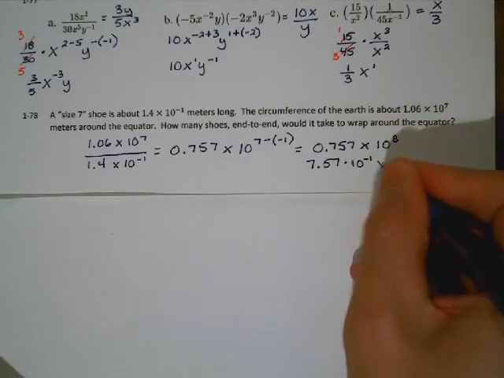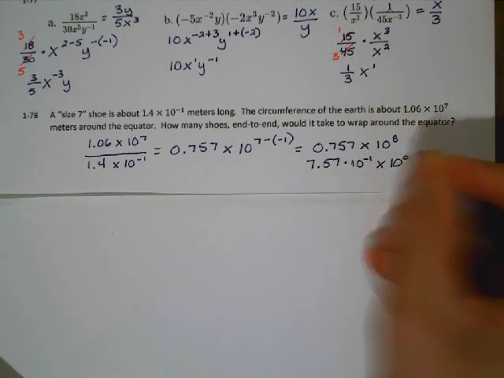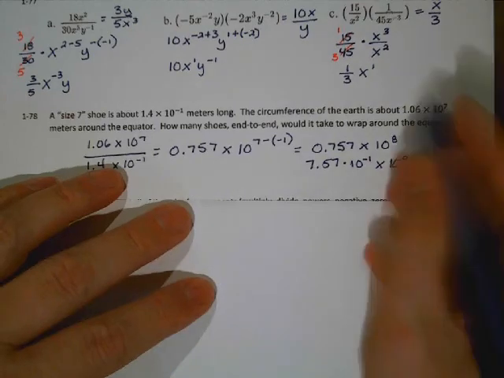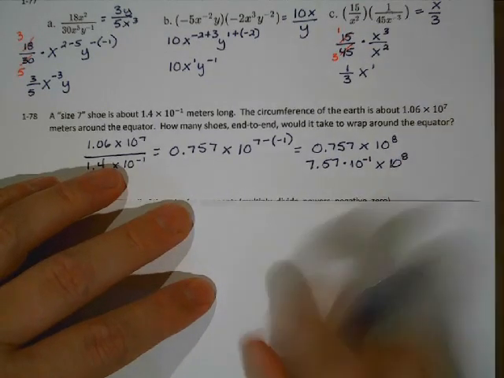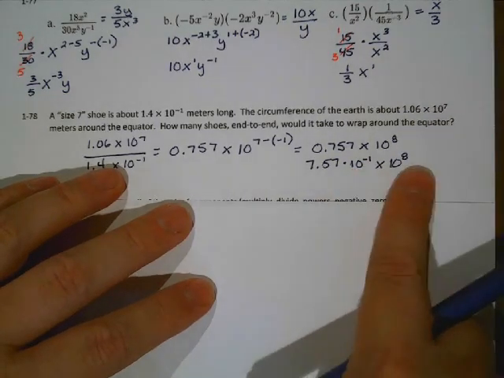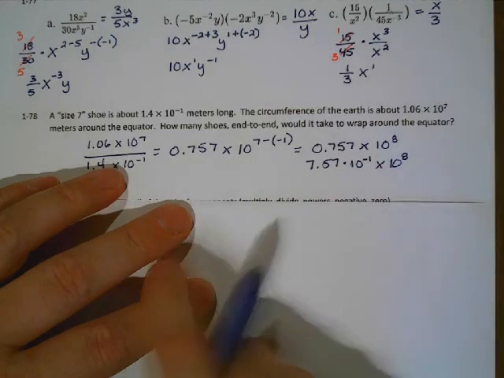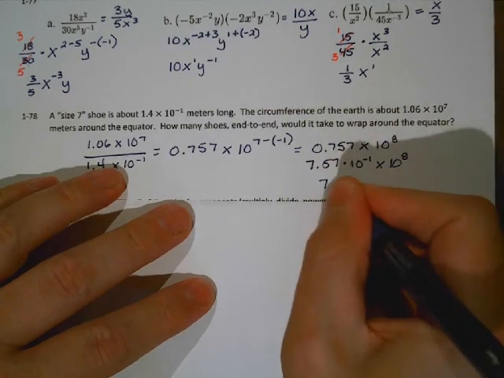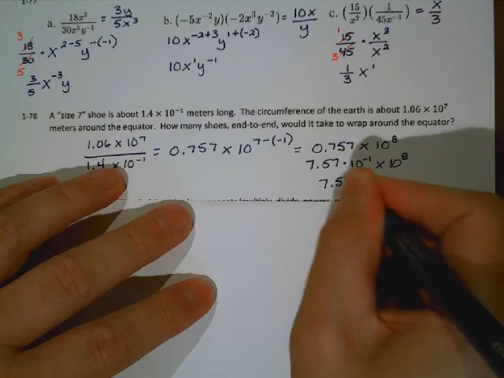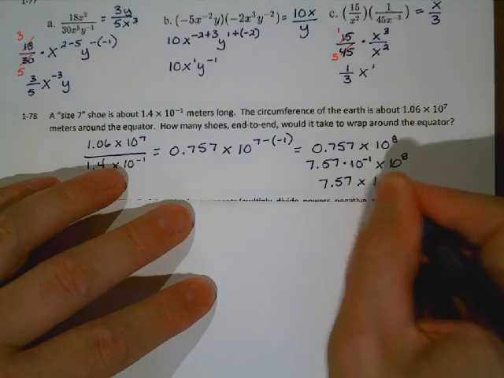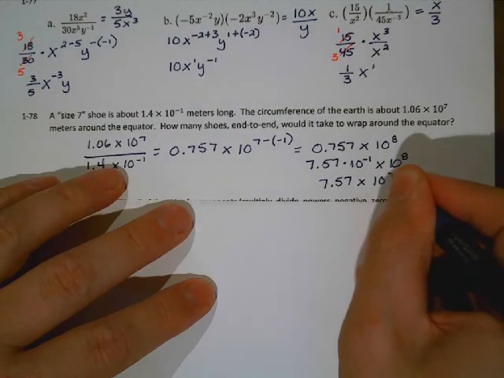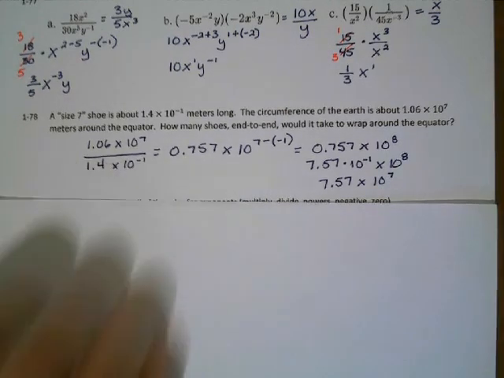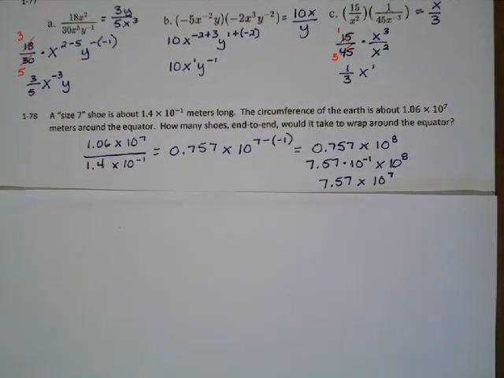And then over here, I've got 10 to the 8th power. So I've got negative 1 and 8. I'm multiplying, so I should just add those. So I get 7.57 times 10 to the 7th power is my final answer. So that's how many shoes it would take to fit around the world. In case you were planning on doing that, you now know how many shoes you're going to have to go buy.